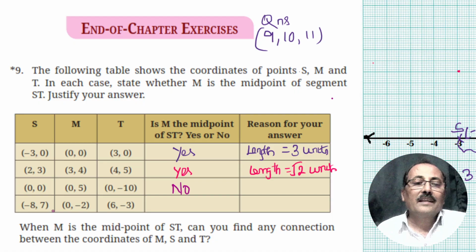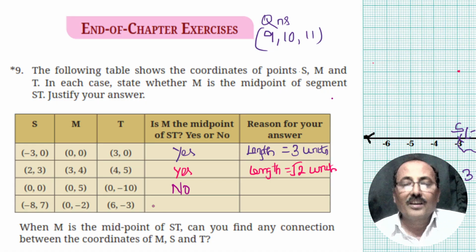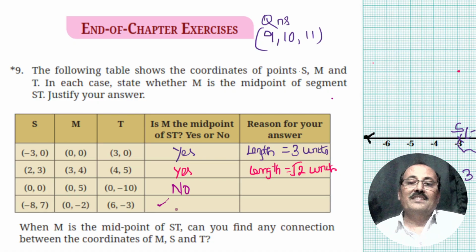Next one, minus 8 comma 7, 0 comma minus 2 and 6 comma minus 3. My dear children, till now you are learning, no? I hope you have understood. Please check this number by yourself and write yes or no in the comment section. Also, if length is applicable, here length is not applicable.